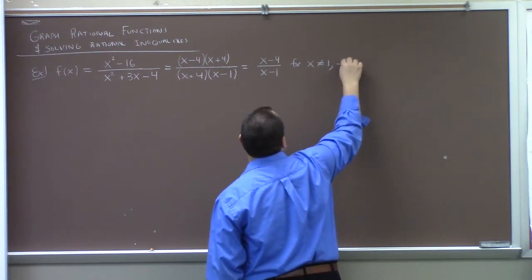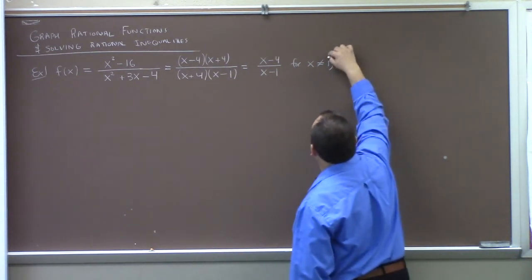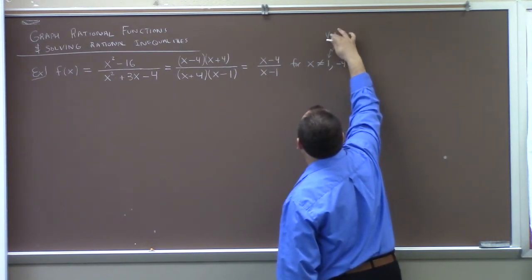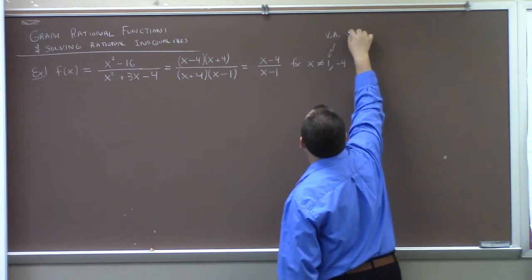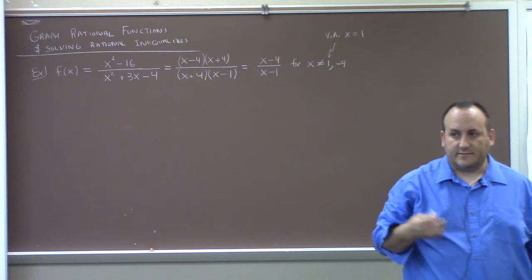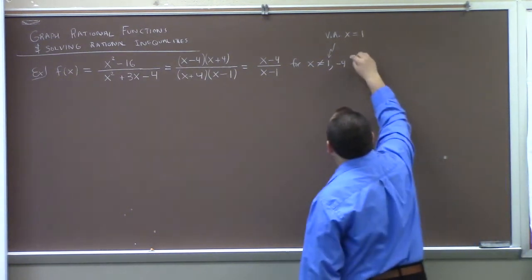So let's talk about this. The 1 is going to give us a vertical asymptote, right? Vertical asymptote at x equals 1, because we have an unopposed division by x minus 1 in the denominator. But on the other hand, x equal to 4, x equal to minus 4, that's just a hole in the graph, right? Because we had a factor upstairs and downstairs, and they cancel out. So this is going to be a hole in the graph.